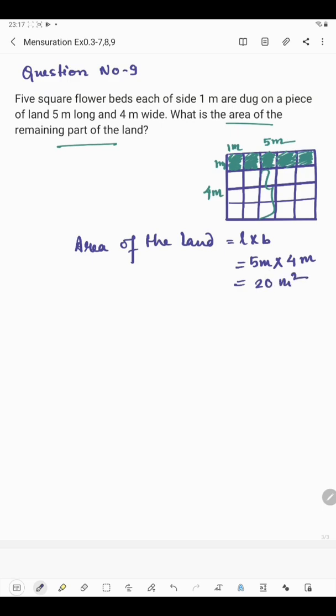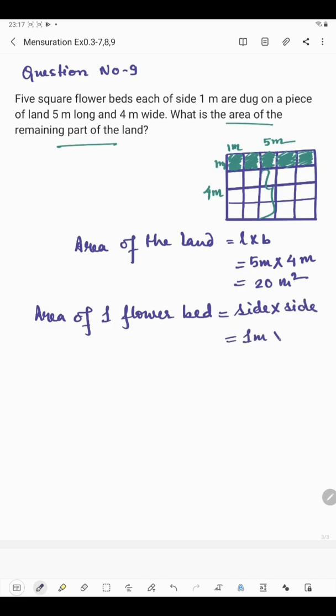Now we will have to find the area of 1 square flower bed. Now as this is in the shape of a square, so all sides are same. So area of 1 flower bed is, since it is in the shape of a square, area will be side into side. So side is 1 meter. So it's 1 meter multiplied by 1 meter. So 1 into 1, 1, and meter into meter is meter square. So this is the area of the 1 flower bed.